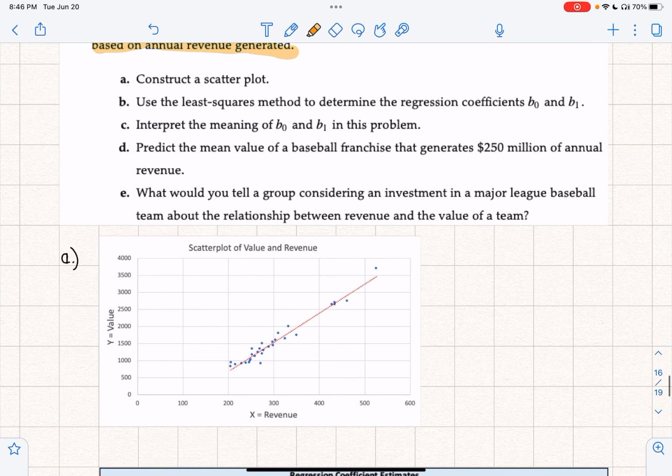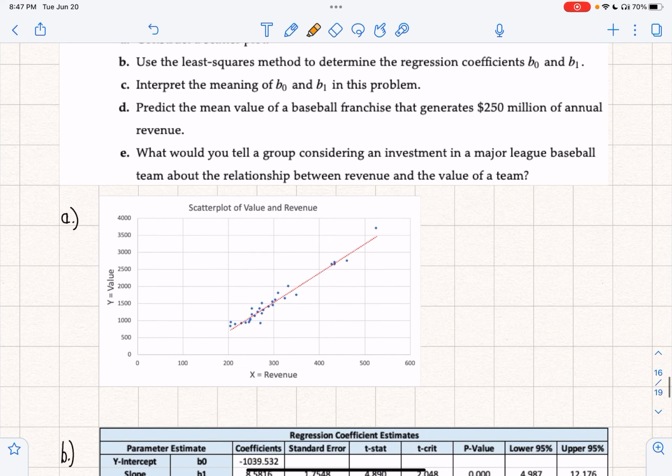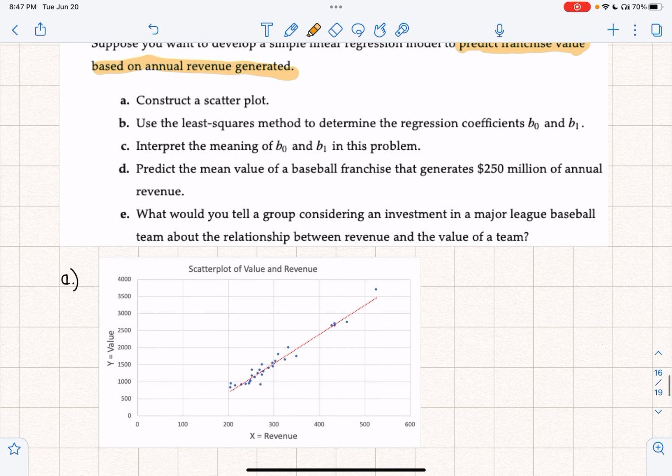So I put in our scatter plot, and I went ahead and put that regression line in already, but I left out the equation this time. What we can see is that as revenue increases, value increases. So we should expect a positive linear relationship between the two. Okay, so done with the scatter plot.